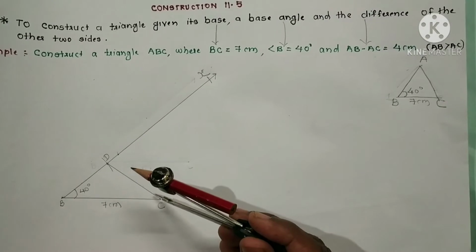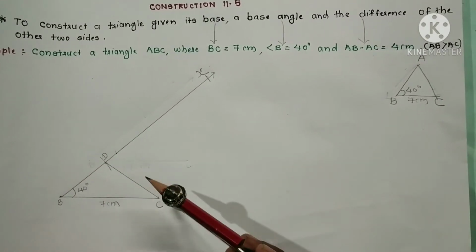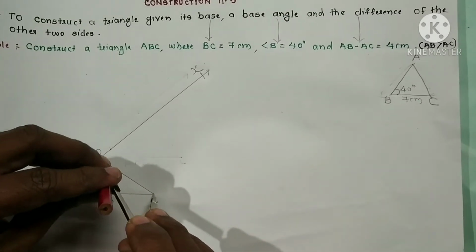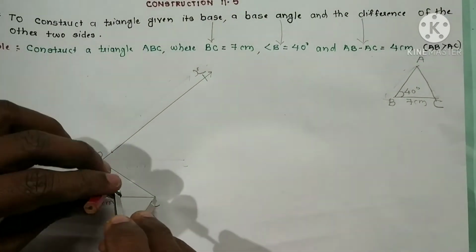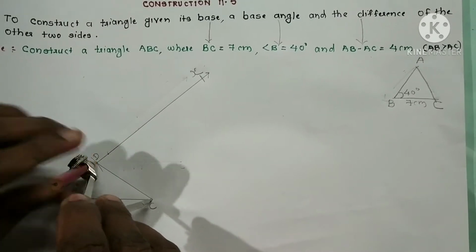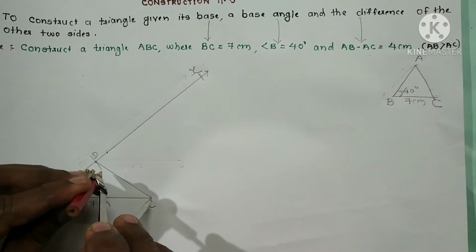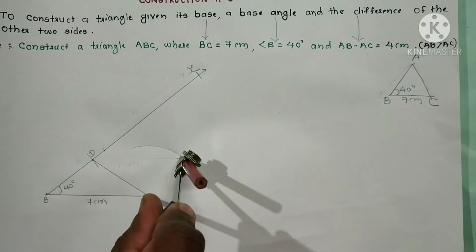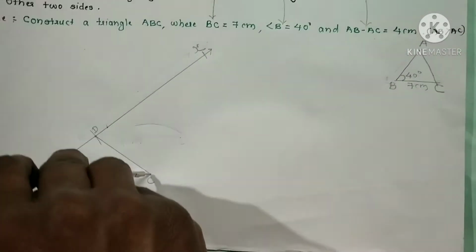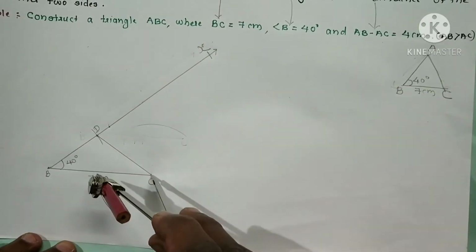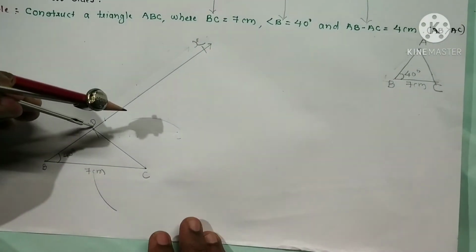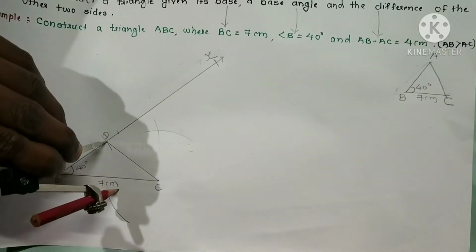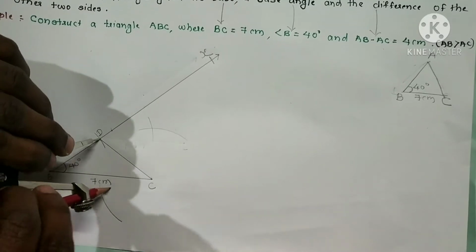Next, draw the perpendicular bisector of this DC. For this you have to take a distance more than half of DC. So this is the full distance DC. More than half means up to here you have to take like this and draw one arc like this, and one more arc here from point C, and from point D one arc like this, and here also one more arc.